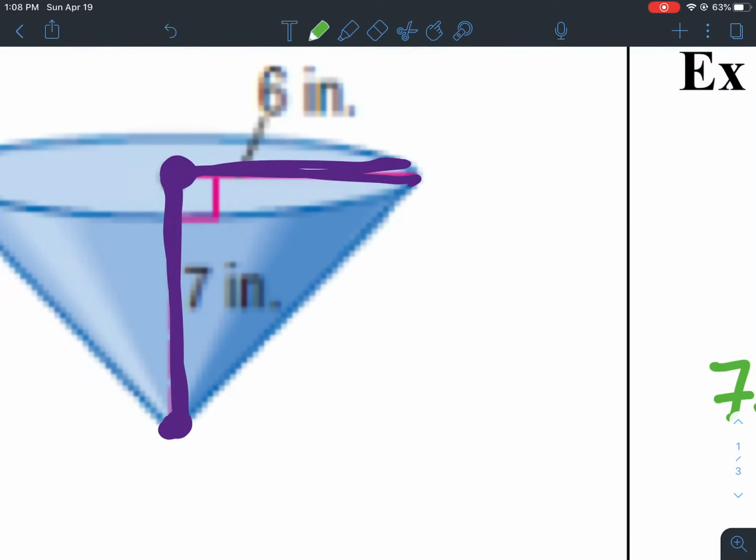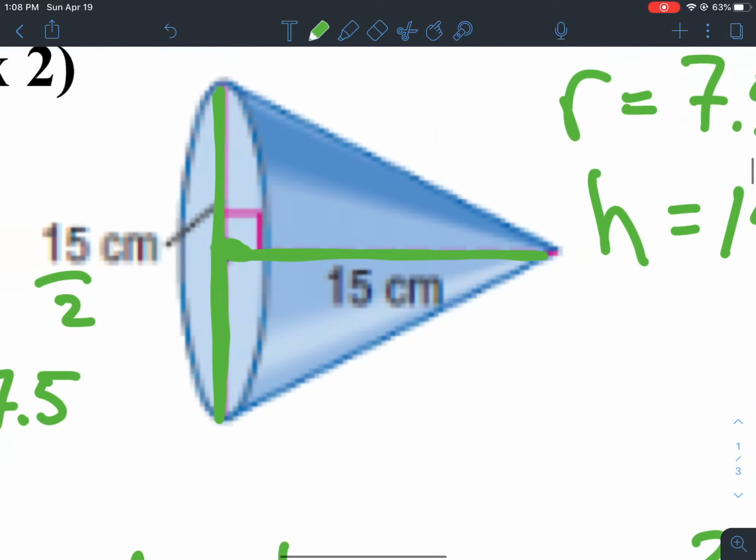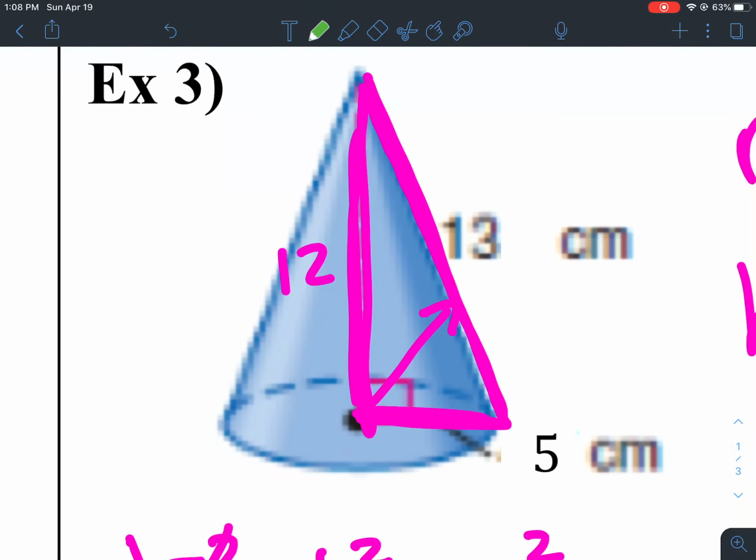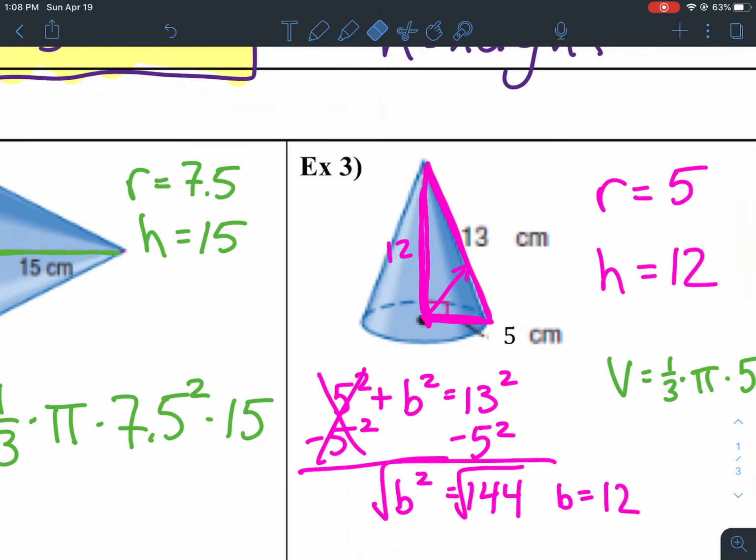You're given the radius and the height. Very straightforward. Plug in the numbers you're given. You're given a diameter and a height. Very simply, cut the diameter in half to get your radius. Or you're given a radius and a slant height, and you do Pythagorean theorem to find the regular height. The only other possibility for this type of problem would be maybe you're given the slant height and the regular height, and then you would do Pythagorean theorem to find the radius. But overall, it's the same concept as this one here in example 3.